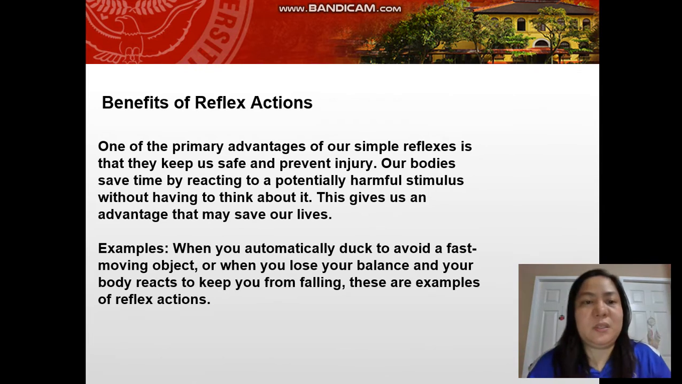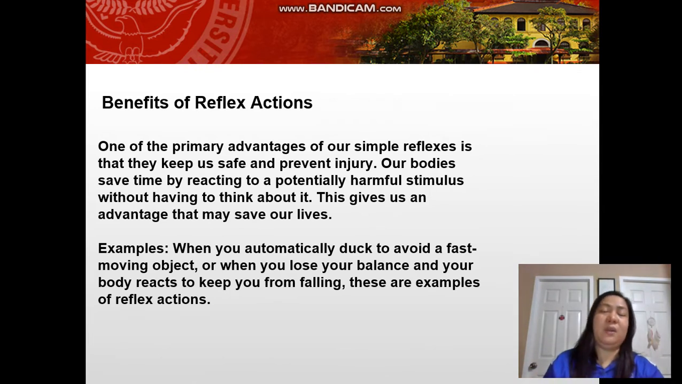Next is the benefits of reflex actions. What are the benefits? One of the primary advantages of our simple reflexes is that they keep us warm and safe and prevent injury. Okay, syempre naman, meron kang reaction doon sa bagay na agad-agad mong malalaman. Our bodies save time by reacting to a potentially harmful stimulus without having to think about it. This gives us an advantage that may save our lives.